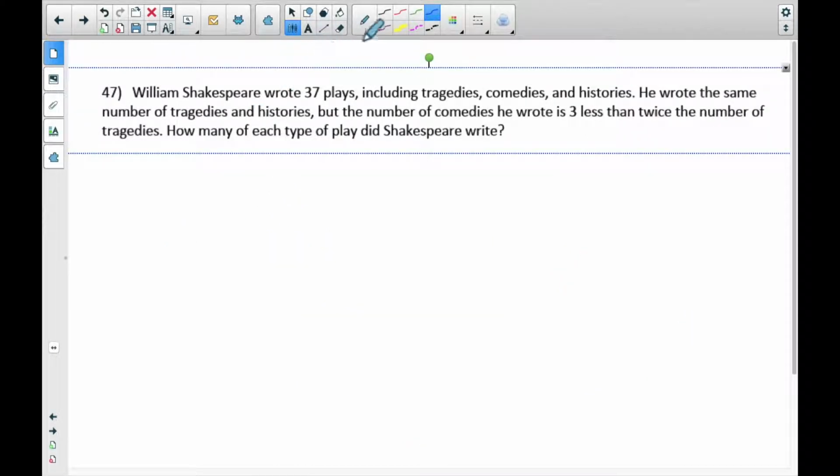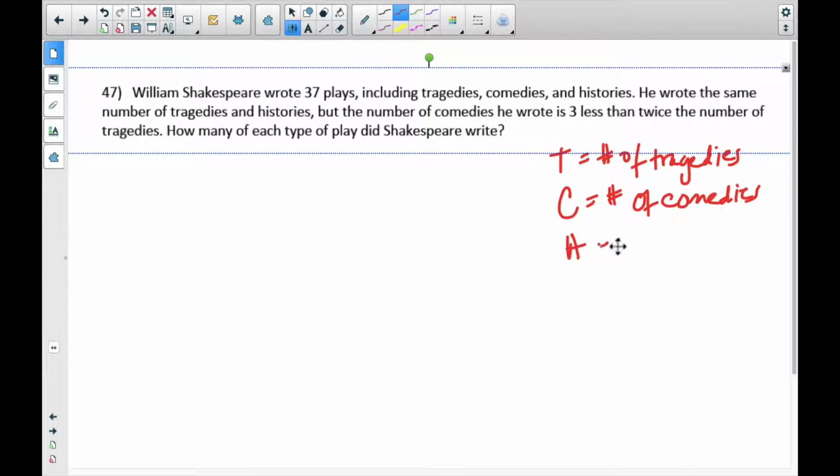Number 47. This is a lot like the football problem. William Shakespeare wrote 37 plays, including tragedies, comedies, and histories. He wrote the same number of tragedies and histories, but the number of comedies he wrote is 3 less than twice the number of tragedies. How many of each type of play did he write? Okay, so I'm going to say T is the number of tragedies, C is the number of comedies, and H is the number of histories.